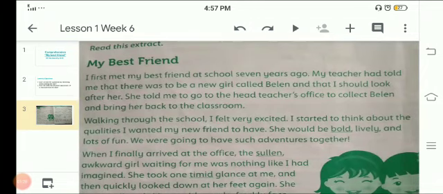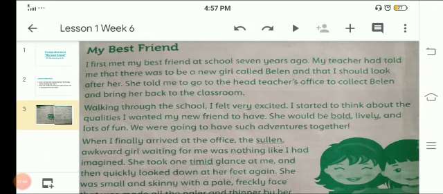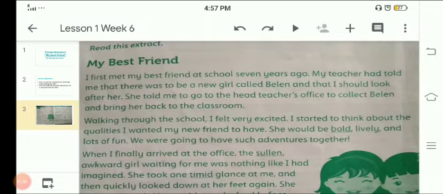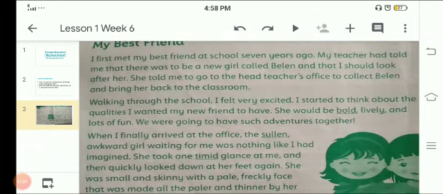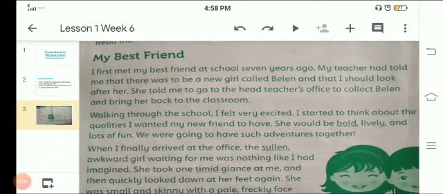I first met my best friend at school 7 years ago. My teacher had told me that there was to be a new girl called Balin. Sorry, I was on the second line. My teacher had told me that there was to be a new girl called Balin and that I should look after her. She told me to go to the head teacher's office to collect Balin and bring her back to the classroom.